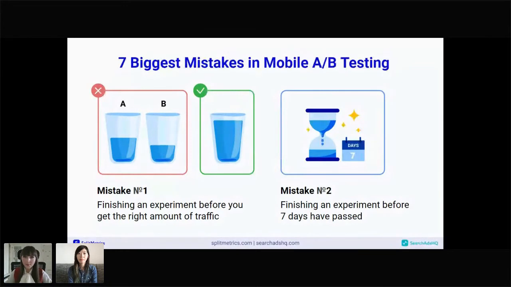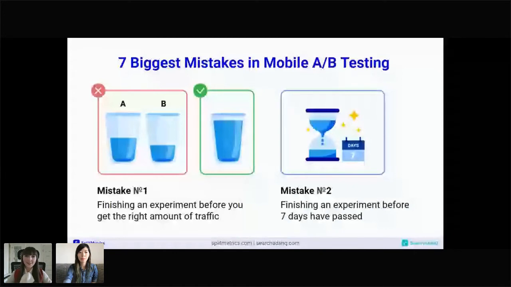Here is the first mistake. Finishing an experiment before you get the right amount of traffic. In case you're an adherent of classic A/B testing, finishing an experiment before you get the necessary amount of traffic presents a risk that you'll get statistically unreliable results. However, with sequential A/B testing, the algorithm will constantly check your variations on significance level and the amount of traffic left until the completion of the experiment. That's how it works on our SplitMetrics A/B testing platform. So in case you're running classic A/B tests, just wait until the experiment gets the needed amount of traffic.